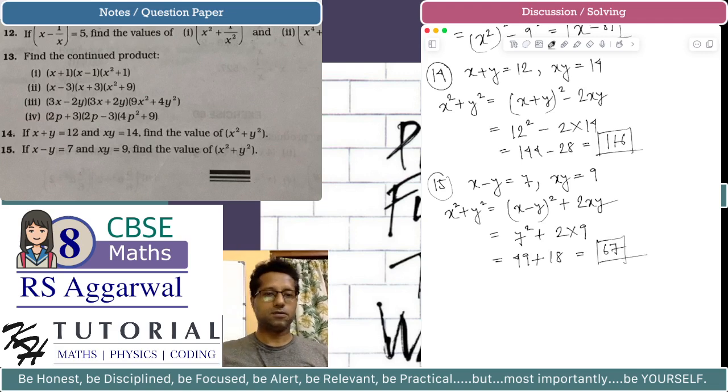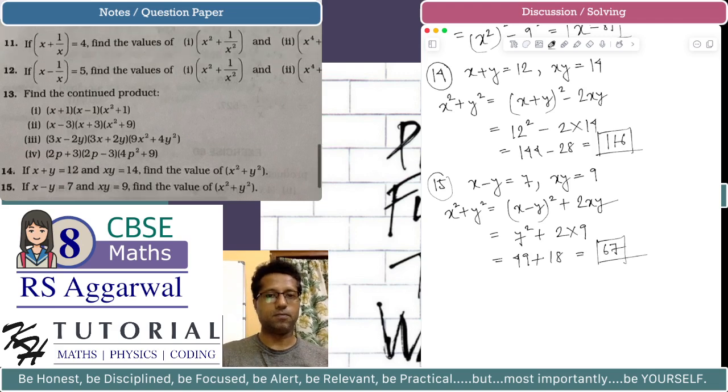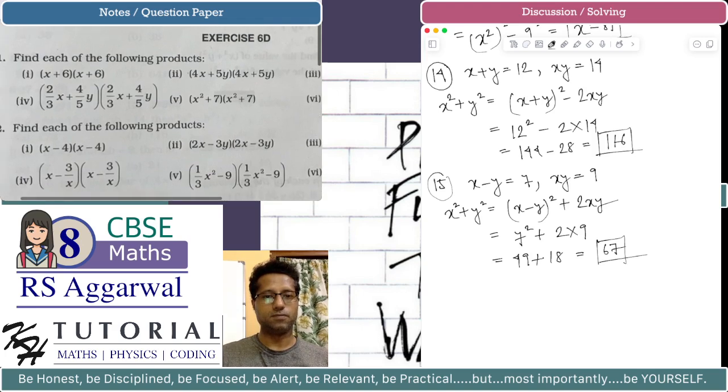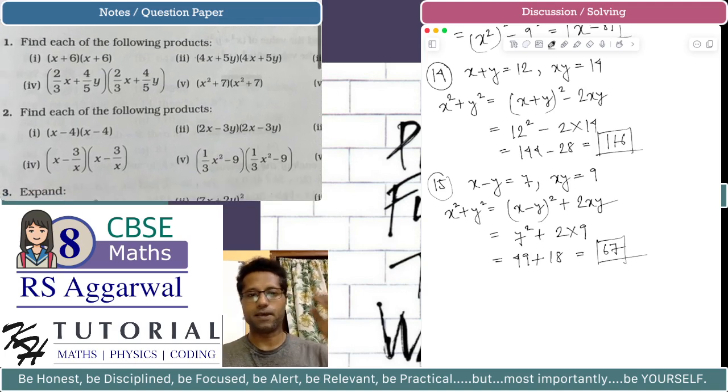So this brings to an end in solving the problems of exercise 6D. I hope in solving these problems you will get an idea how we are applying the algebraic identities to solve this kind of problems.